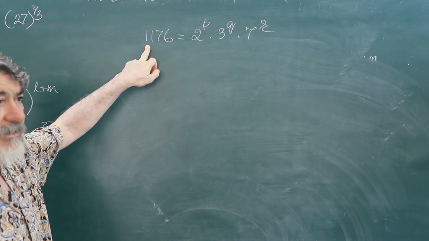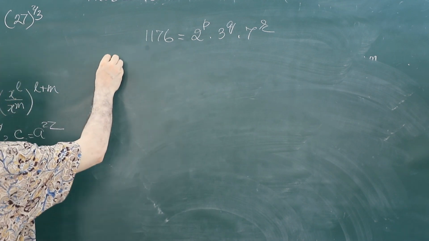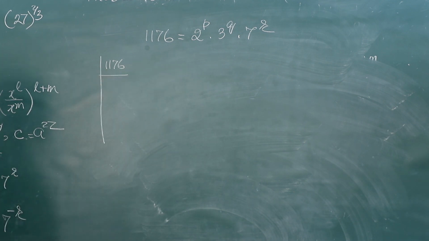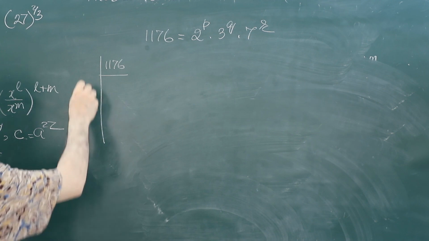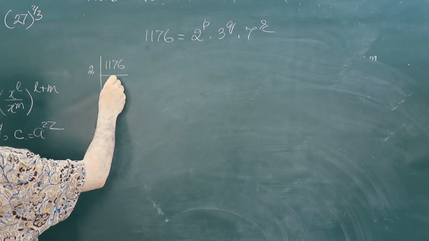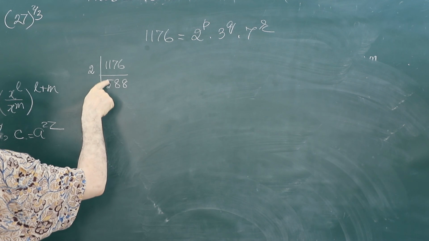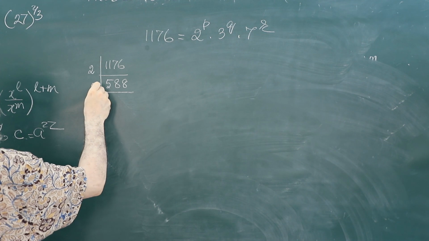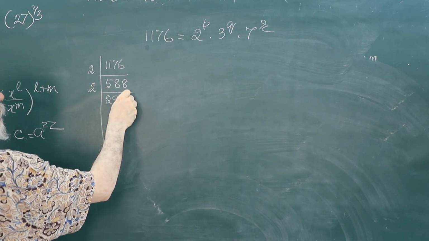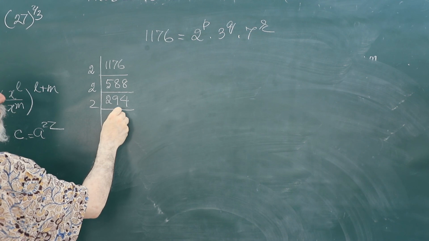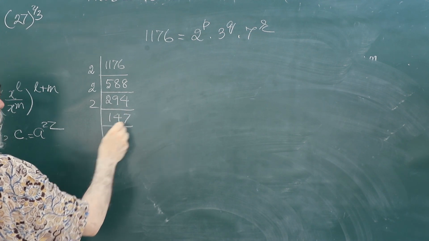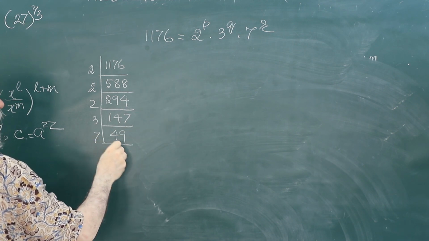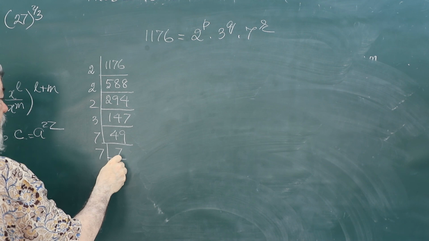It is 1176. Let us find out the prime factors of 1176. How do we find? Like you used to do in HCF and LCM. Divide by 2 repeatedly, then by 3, then by 7. 1176 divided by 2 is 588, then 294, then 147. 147 divided by 3 is 49. 49 divided by 7 is 7, and 7 divided by 7 is 1.